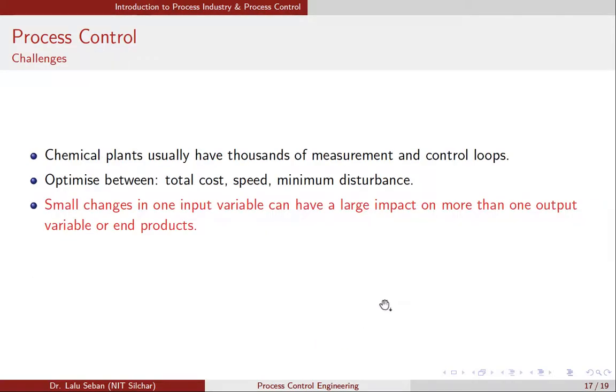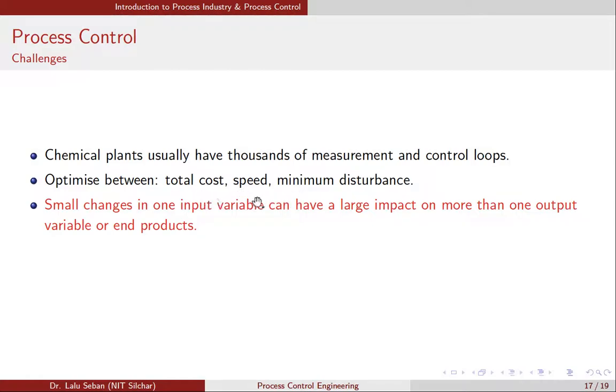Now, what are the challenges in process control? In a chemical plant, as I have mentioned, there are multiple process units. So there will be thousands of measurement and control loops associated with many sensors and actuators. We have to optimize between three things: total cost, speed, and minimum disturbance.